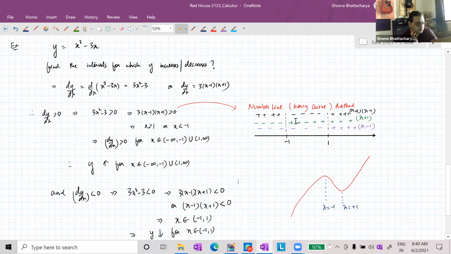Clear? Yes, sir. Whereas if you take a value less than -1, like -2 or -3, then both of them are negative. You'll see that x minus 1 is negative and x plus 1 is also negative, so their product is positive. Similarly, take a point greater than 1, and you'll see again both of these brackets, x minus 1 and x plus 1, are positive. So obviously the product is also positive.